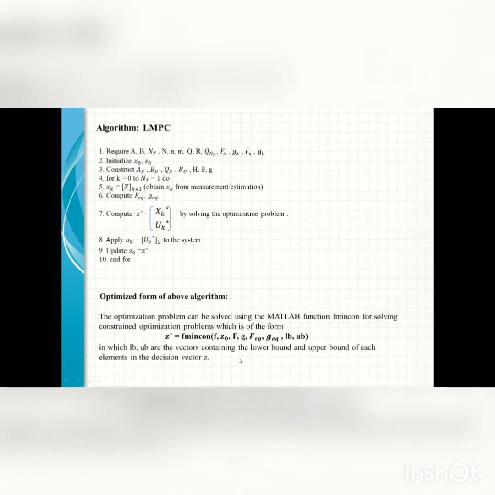Next we are going to the algorithm. Here the algorithm means these are the steps we will see in MATLAB code. First, we define A, B, and N and so on, and we initialize x naught and z naught as initial values, and we go on processing by using those.